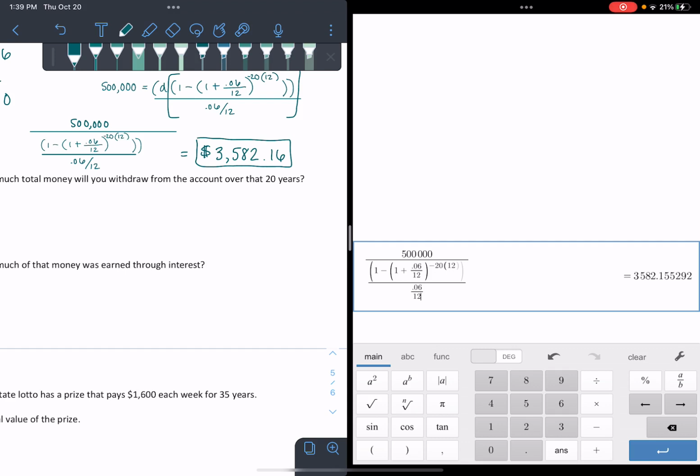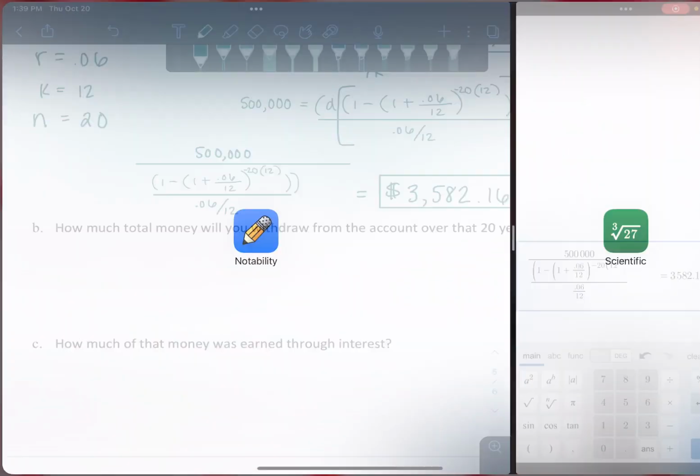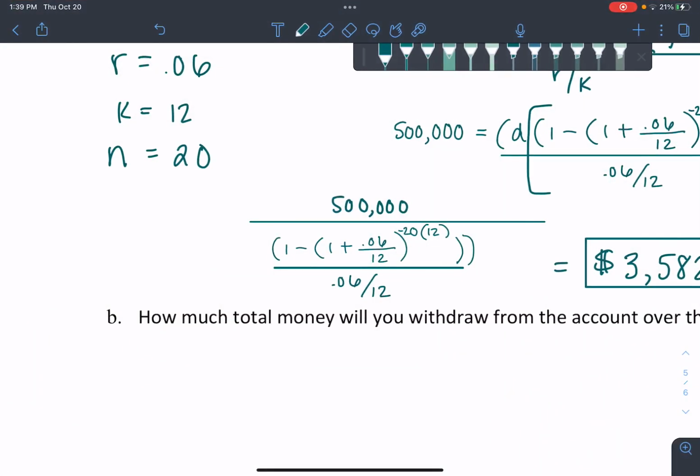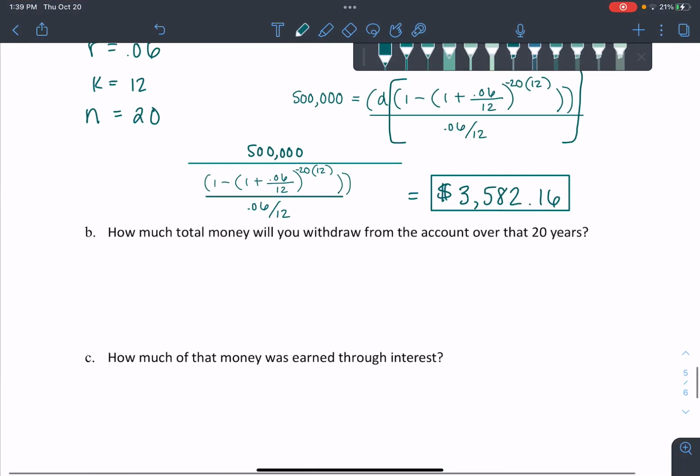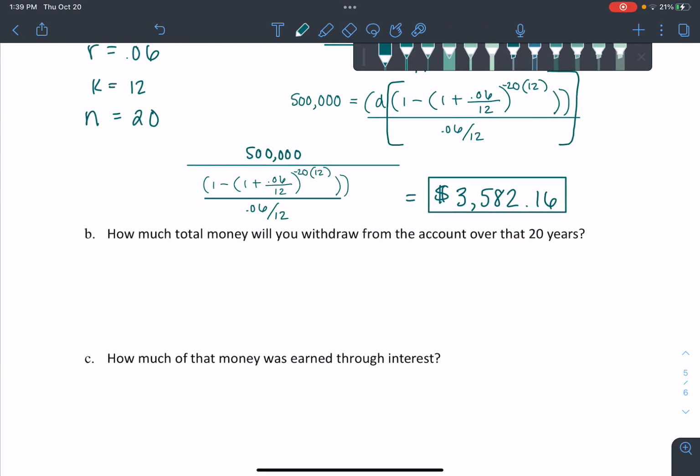So what does this mean? This means that if we've got 500,000 sitting in the bank and we want to take out money every month for the next 20 years, that's how much you can take out per month. That's what we just figured out. So now let's answer the side questions here. How much total money will you withdraw in the account over 20 years?